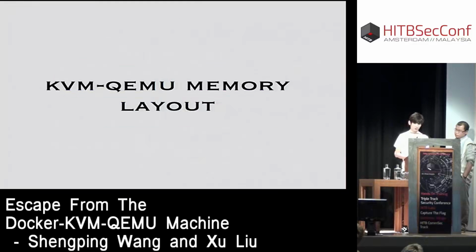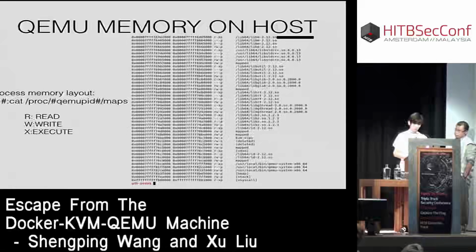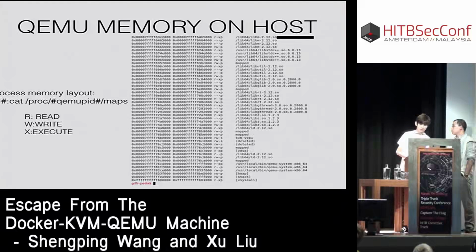First is the KVM QEMU memory layout. This is a memory layout of a user mode KVM QEMU process, obtained by executing the command line on the host machine like this. And in this memory layout, the letters R, W, E represent the read, write, and execute attributes of the corresponding memory area.